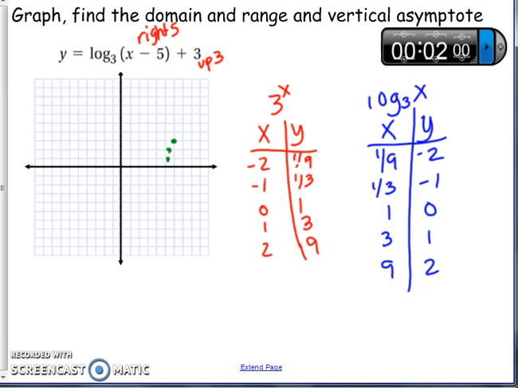We have (3, 1). So I'm going to move it 1, 2, 3, 4, 5, and then 1, 2, 3. And then lastly, we had (9, 2). So that's going to be here. I'm going to move it 5, and up 3. So I'm going to put it about there. And now we connect it.